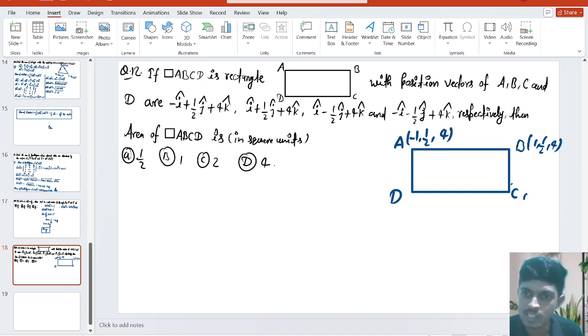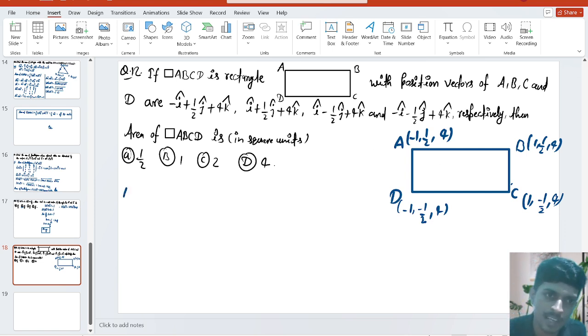And what is C? The components of C: 1, minus 1 by 2, 4. The i cap coefficient 1, j cap coefficient minus 1 by 2, and the k cap coefficient 4. And D is here: the components are i cap minus 1, minus 1 by 2, and 4. And this is a rectangle.